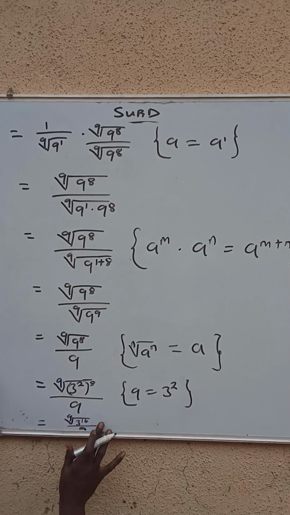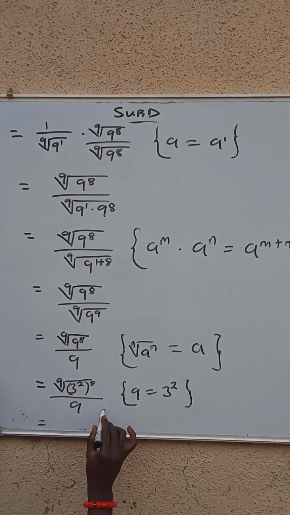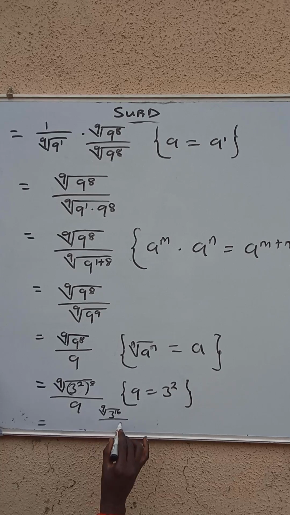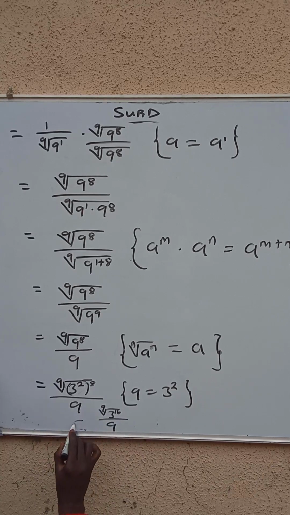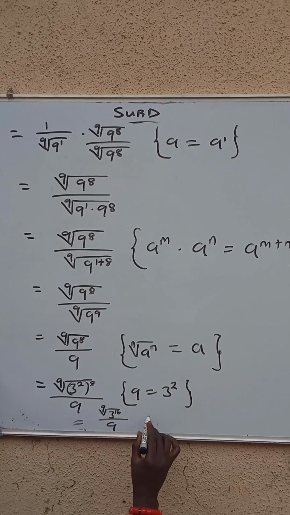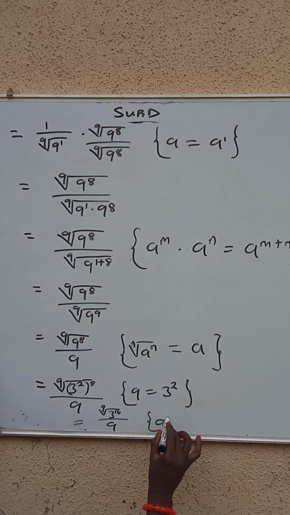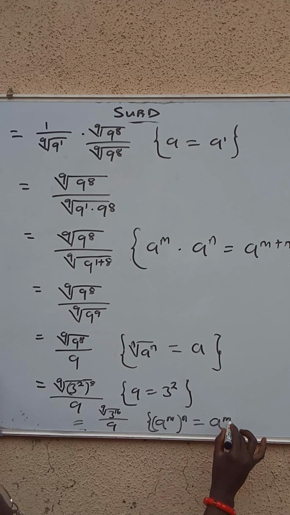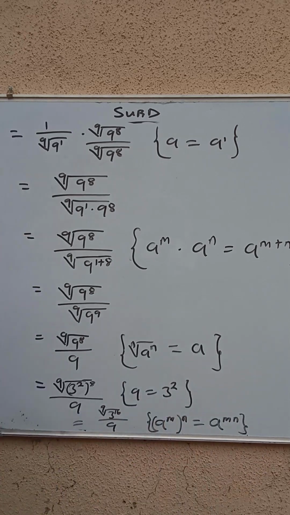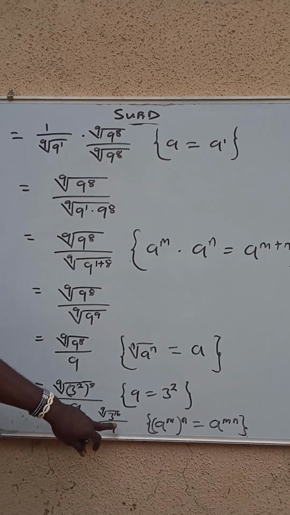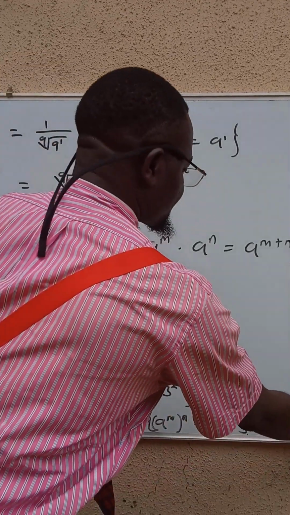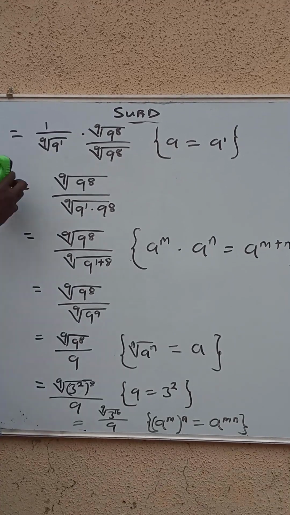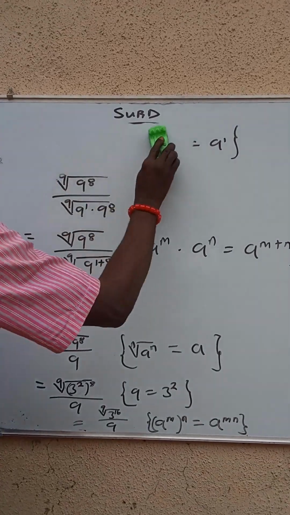Right? Let me write it out here. The ninth root of 3 raised to the power of 16 over 9. That is equal to this. Remember, why I put it like this is, we all know that a raised to the power of m raised to the power of n is the same thing as a raised to the power of mn. That is what happened there. So this one, 8 times 2 is 16. Then the 9 is there. I'll be fast. I'm done with this.